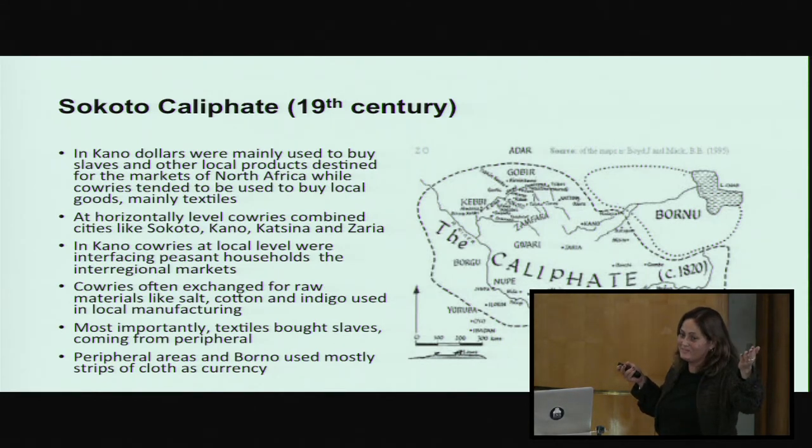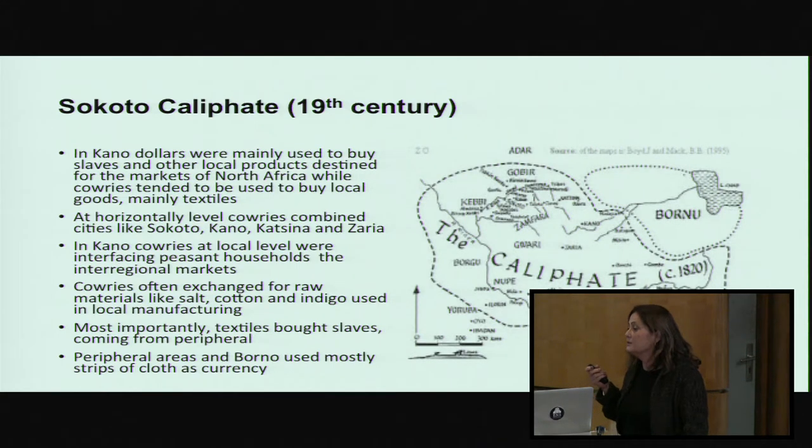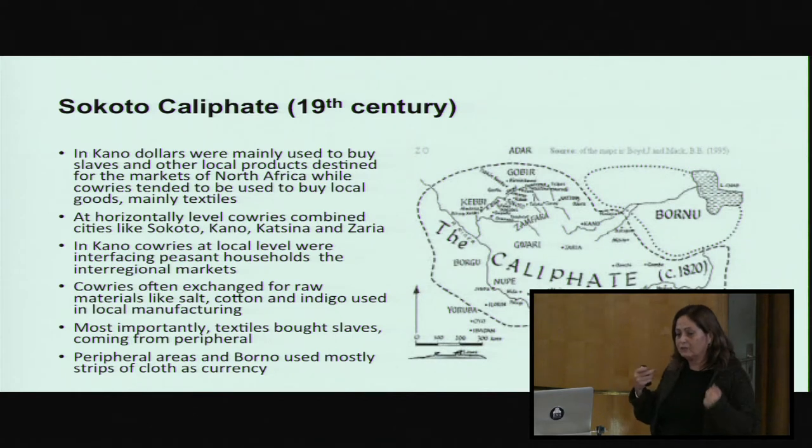Then the local traders were going there, paying for slaves with textiles, coming back, and selling to North African traders. So I'm trying to follow the different currencies, how they were used, and who was using them. My idea is that the Hausa traders in the diaspora were using cowries and textiles. And of course, I have evidence about dollars, where just the Arabs managed the supply of currency.